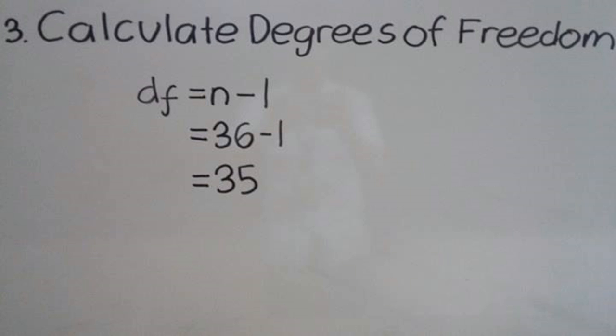Step 3. Calculate the degrees of freedom. Degrees of freedom is equal to n minus 1, where n represents the number of subjects. So n is equal to 36, so 36 minus 1 is equal to 35. So 35 will be our degrees of freedom.